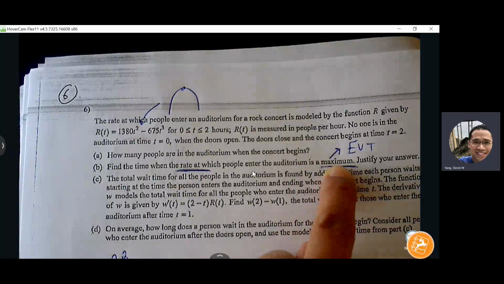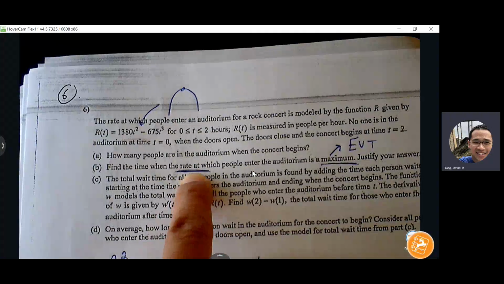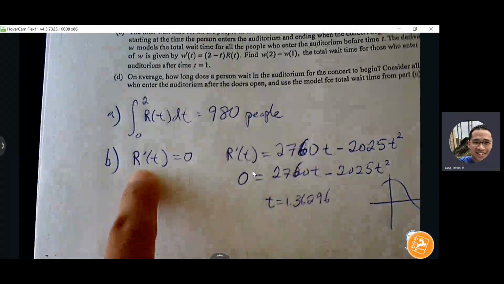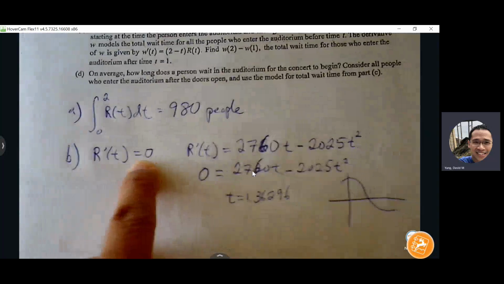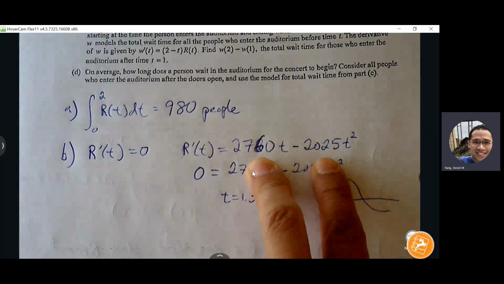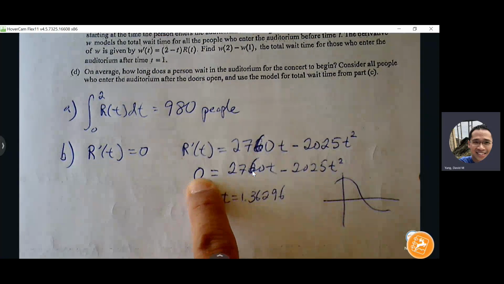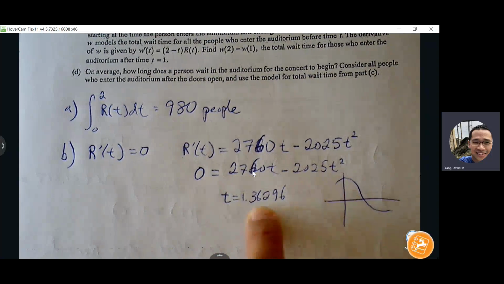So you know it's going to be EVT, extreme value theorem. We want to find out when the rate is at a maximum. R is already the rate, so we have to set R prime equal to 0 to find the critical point. You can quickly go through the power rule to get the derivative, set that equal to 0, and then just graph this function and look for the x-intercept.